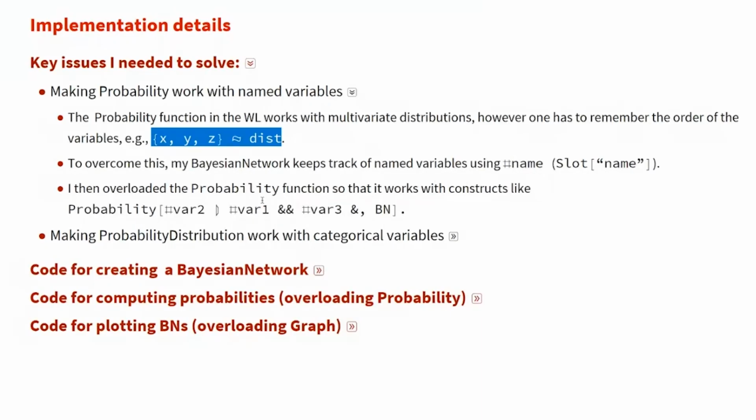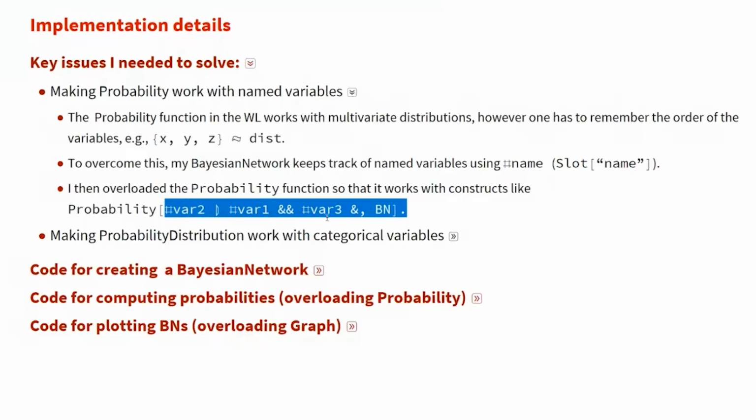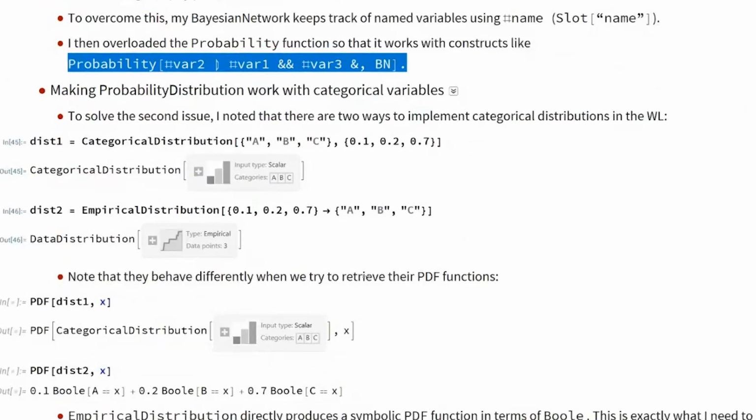And then I overloaded the probability function so that it works with constructs like this: probability and then some function and the model object. And then, to make probability distribution work with categorical variables, I noted that there are actually two ways of doing a categorical distribution in the Wolfram language. You can do it with categorical distribution, but you can also do it with empirical distribution.